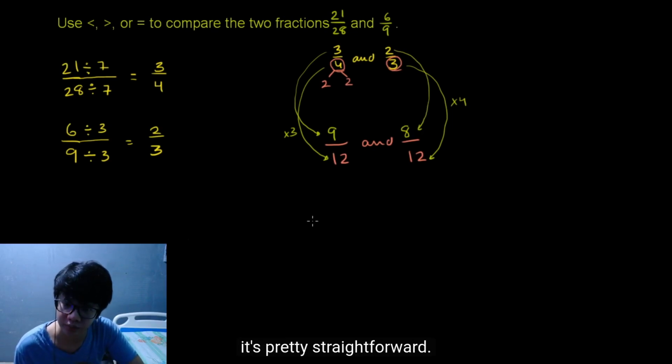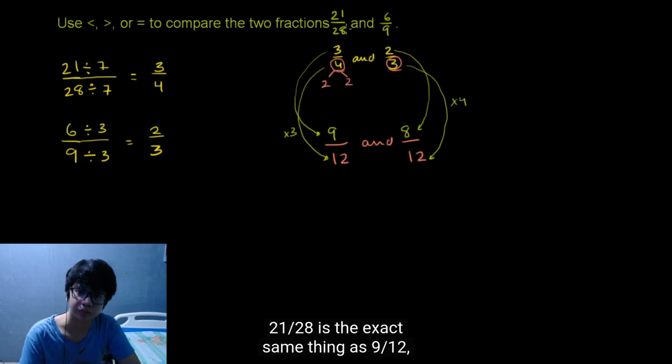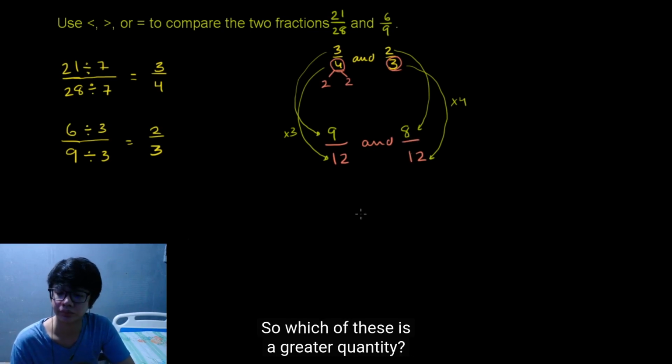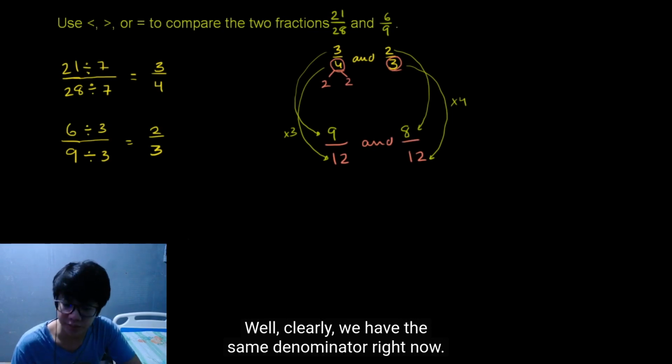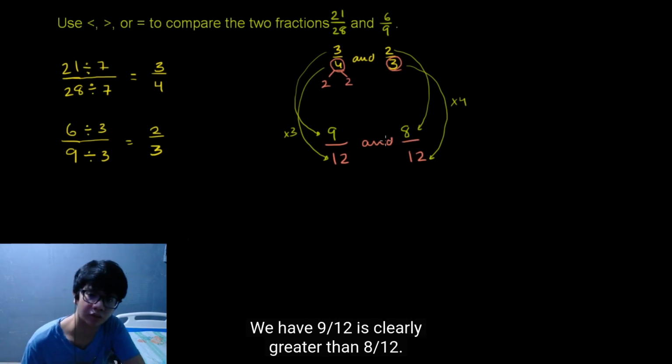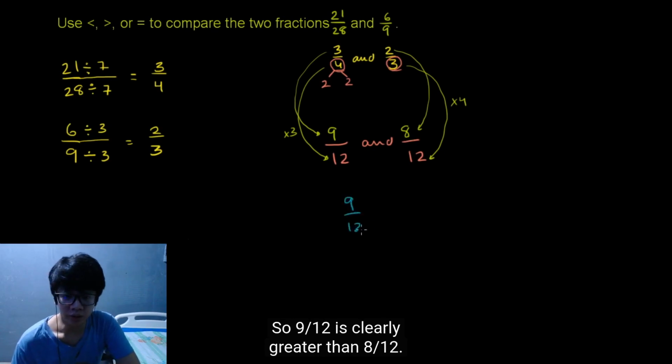And so now when we compare the fractions, it's pretty straightforward. 21 over 28 is the exact same thing as 9 twelfths, and 6 ninths is the exact same thing as 8 twelfths. So which of these is a greater quantity? Well, clearly we have the same denominator right now. 9 twelfths is clearly greater than 8 twelfths.